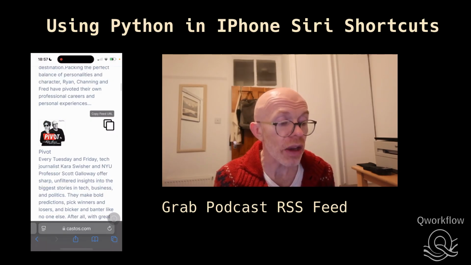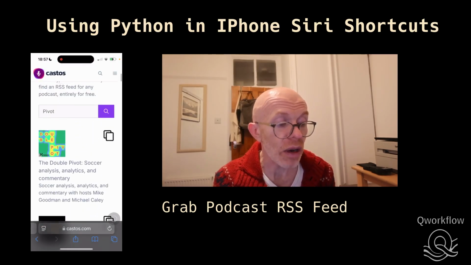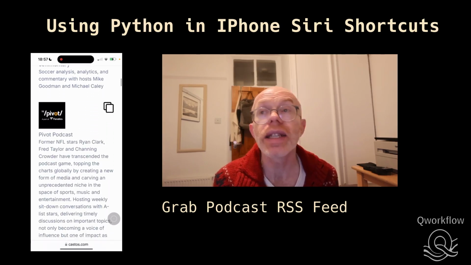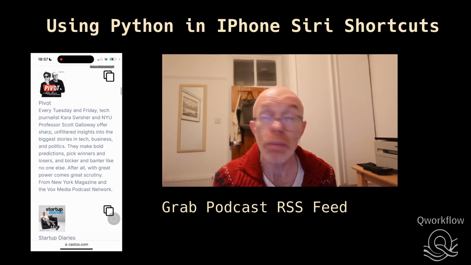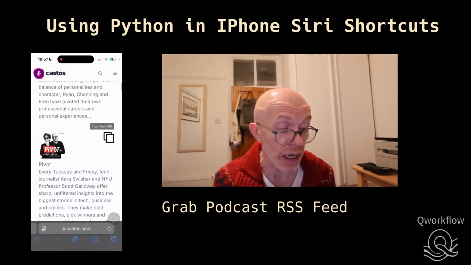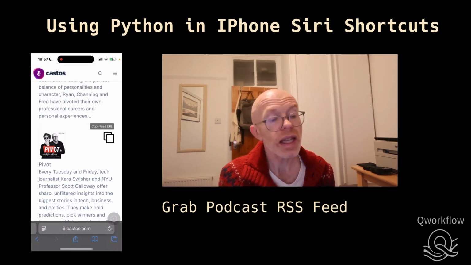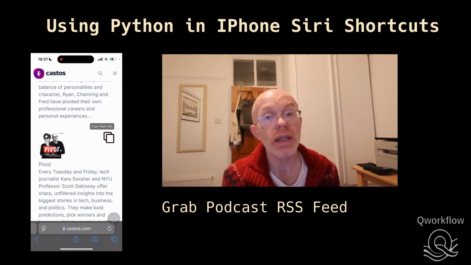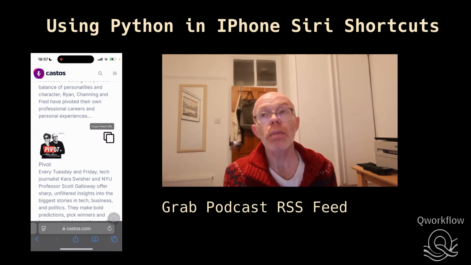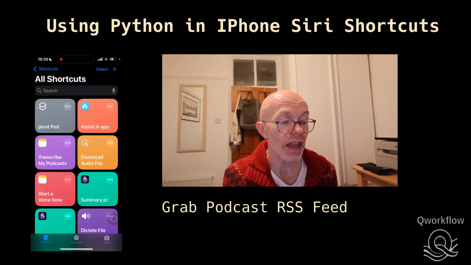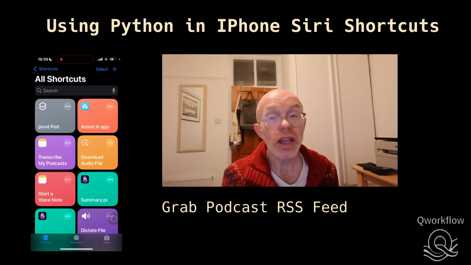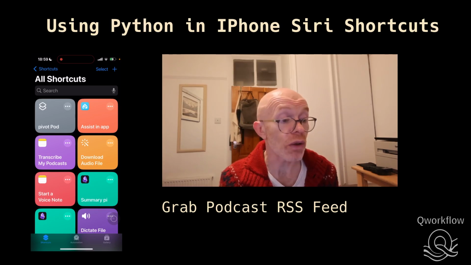The one I'm going to use is a website called CastOS, and it has a tool in it that finds the RSS or podcast feed for any podcast, or for the most common ones anyway. So the one I'm going to use today is the Pivot podcast. It's a really popular podcast hosted every Tuesday and Friday by Kara Swisher and Scott Galloway. I'm going to copy that feed, and I'm going to use that as I build my Siri Shortcut.